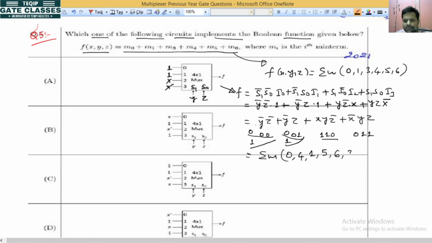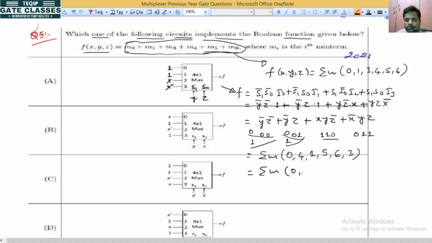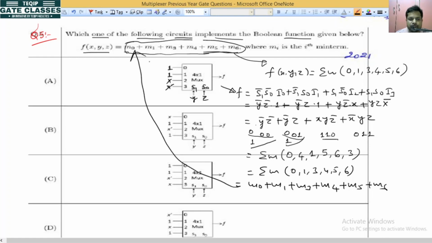0 1 1 is 3. So again it can be written as summation of m 0, 1, 3, 4, 5, 6, or you can say it is m0 plus m1 plus m3 plus m4 plus m5 plus m6, which is the same as the given function. So this function can be implemented with the first option. Now similarly we can check the other options.